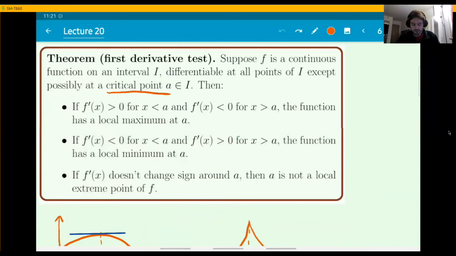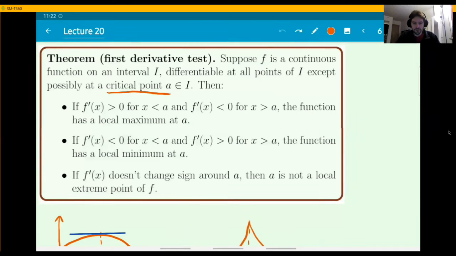So the function is defined there. F of A exists because it is continuous, but it is a critical point. So f prime might be 0 there, or it might not exist because the function does not have to be differentiable there, but it could. Those are the hypotheses. Usually we don't really care about this. They're always going to be satisfied for our examples. But then what happens? What is the actual test?